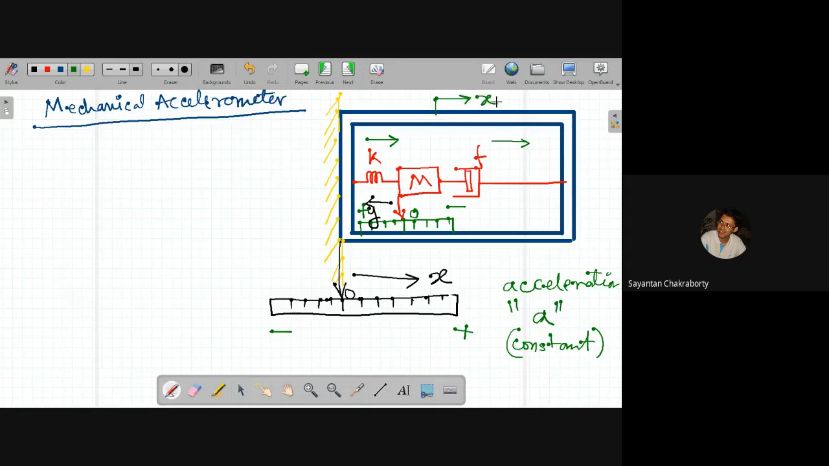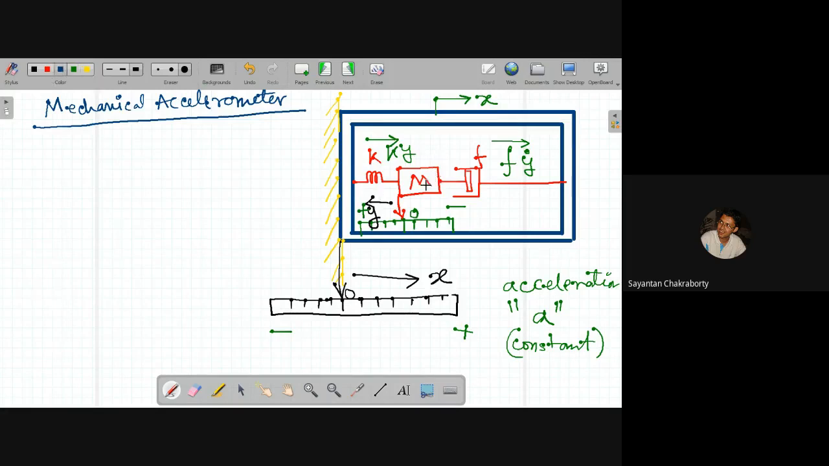and this frame is actually moving in this x direction. Understood? So we have to find out the null position or the equilibrium position, where the force produced by this spring, what is the force produced by the spring? K into y, right? What is the force produced by this damper? F y dot, right?